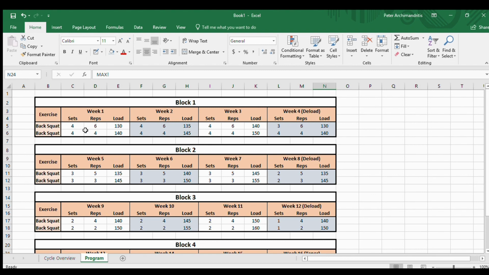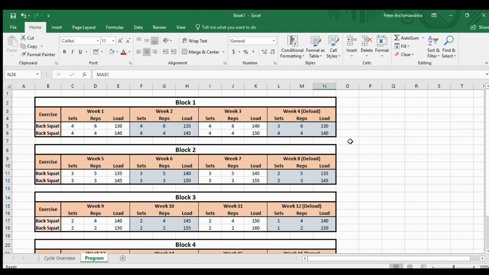So 2 back squat sessions. The first one, we're going to work on slightly higher repetitions, so slightly greater volumes and slightly lower loads, whereas the second session is going to have slightly lower repetitions and therefore slightly greater intensities.